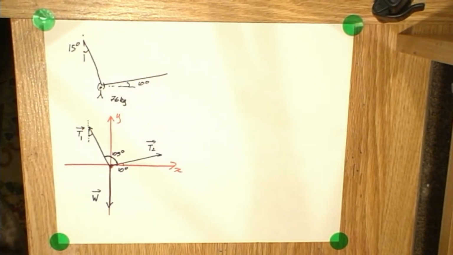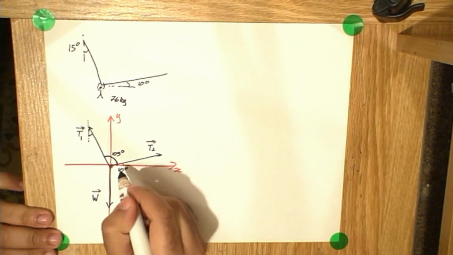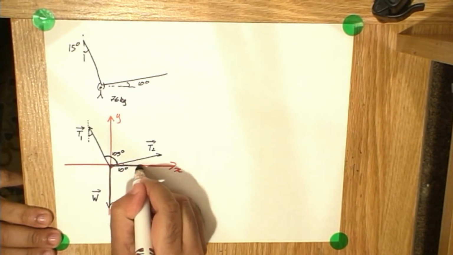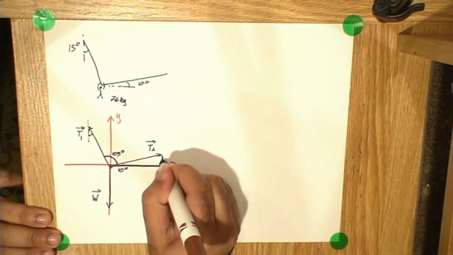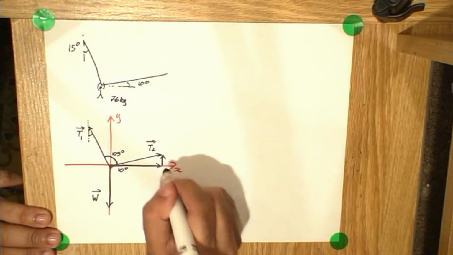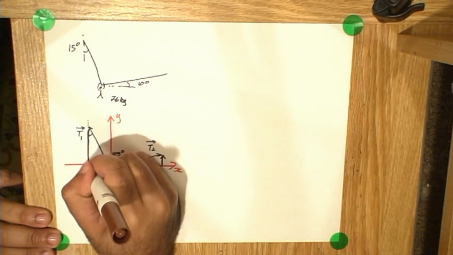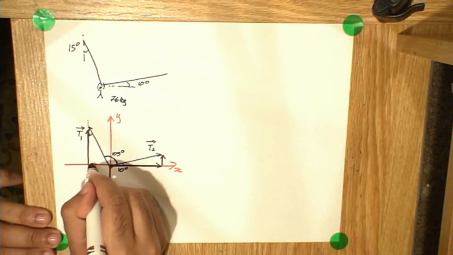So now we have two forces that are oblique. Let us break these down into their components. T2 has a horizontal and a vertical component. T1 has a vertical and a horizontal component.